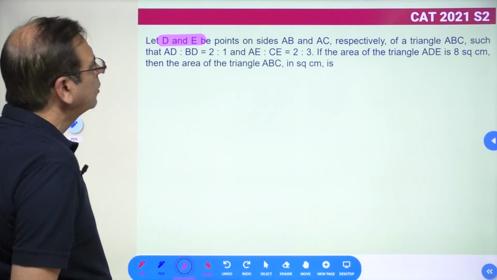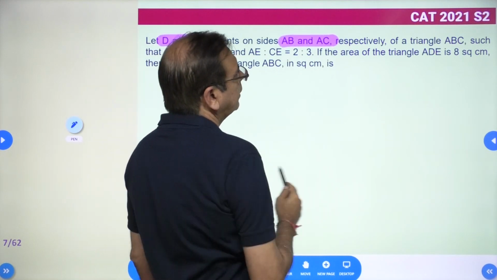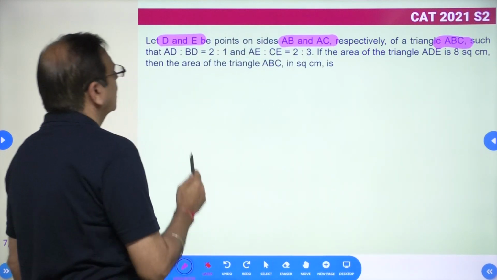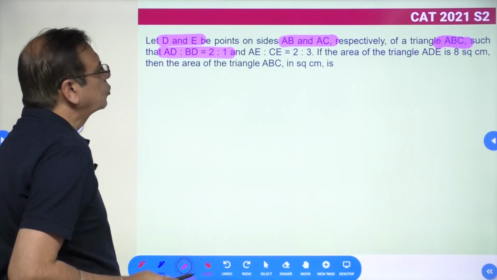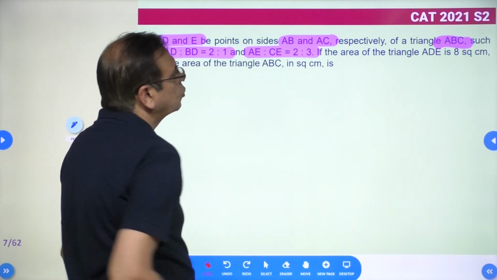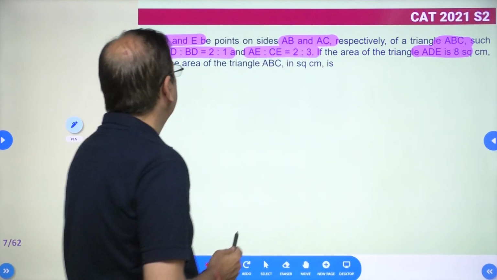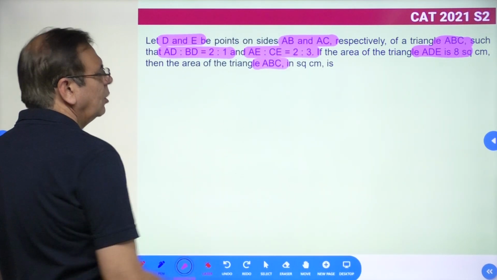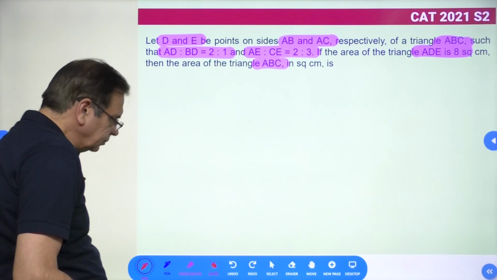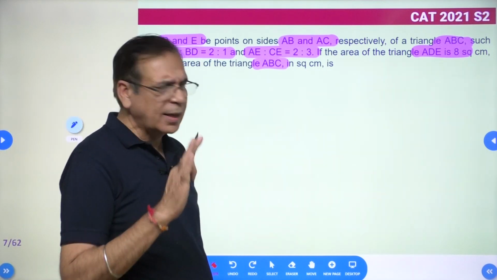Let D and E be points on sides AB and AC respectively of triangle ABC, such that AD to BD is 2:1, AE to CE is 2:3. If the area of triangle ADE is 8 square centimeters, what is the area of triangle ABC in square centimeters? Okay. Geometry figure बना के बात करेंगे.